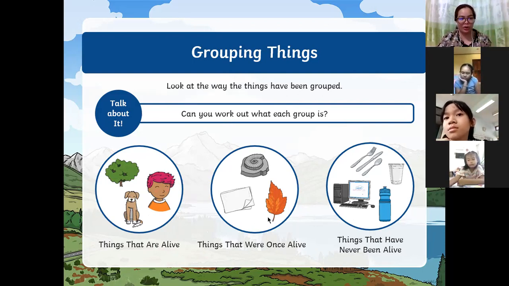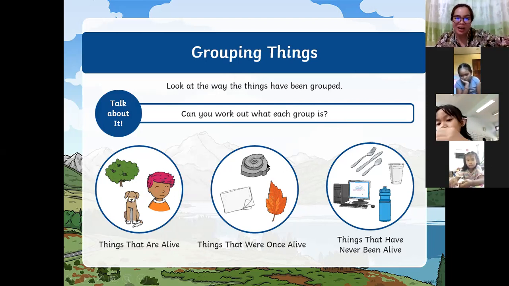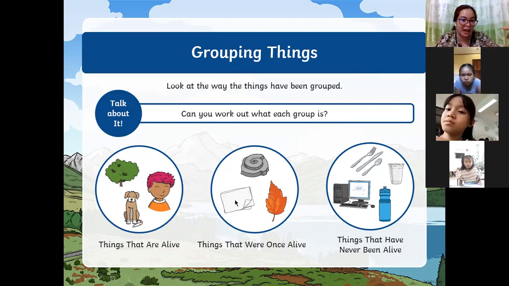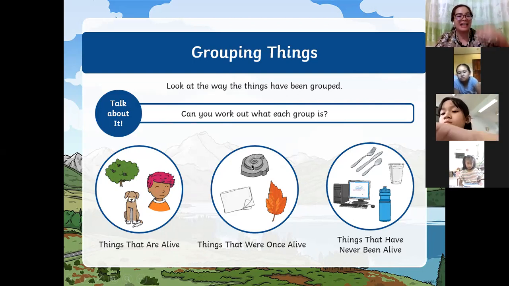But in number two, these are the things that were once alive, meaning before it had a life, but now it doesn't. For example, the seashells, the decoration. These seashells came from the ocean. When the seashell was still alive, it belonged in the first group, but now it turned like this. It is now a decoration, but these things came from life, or had a life before.